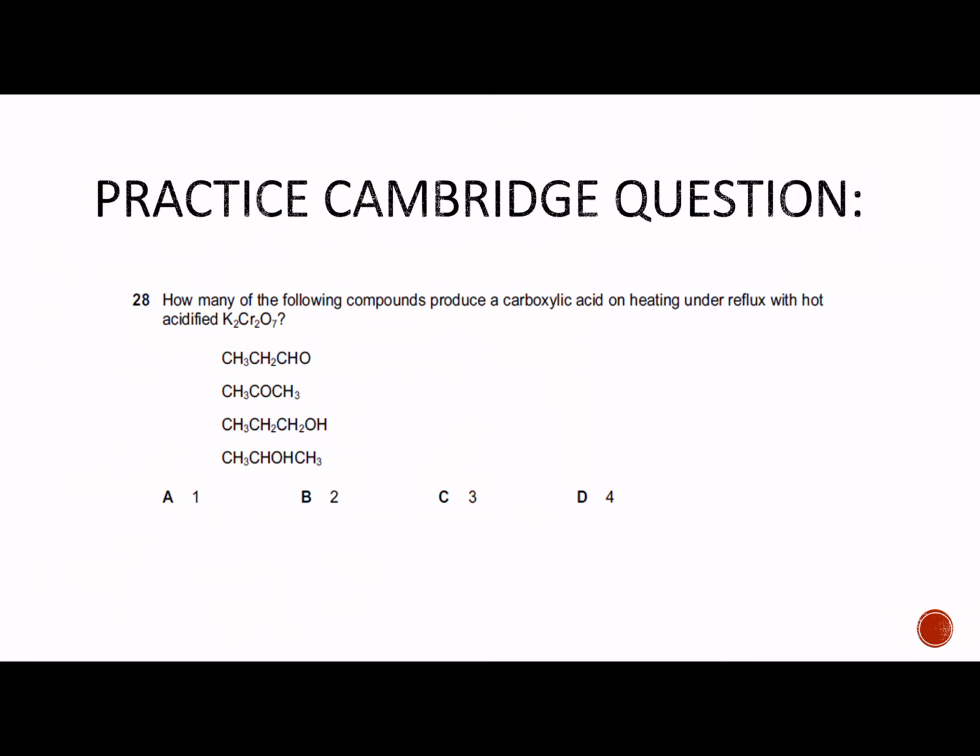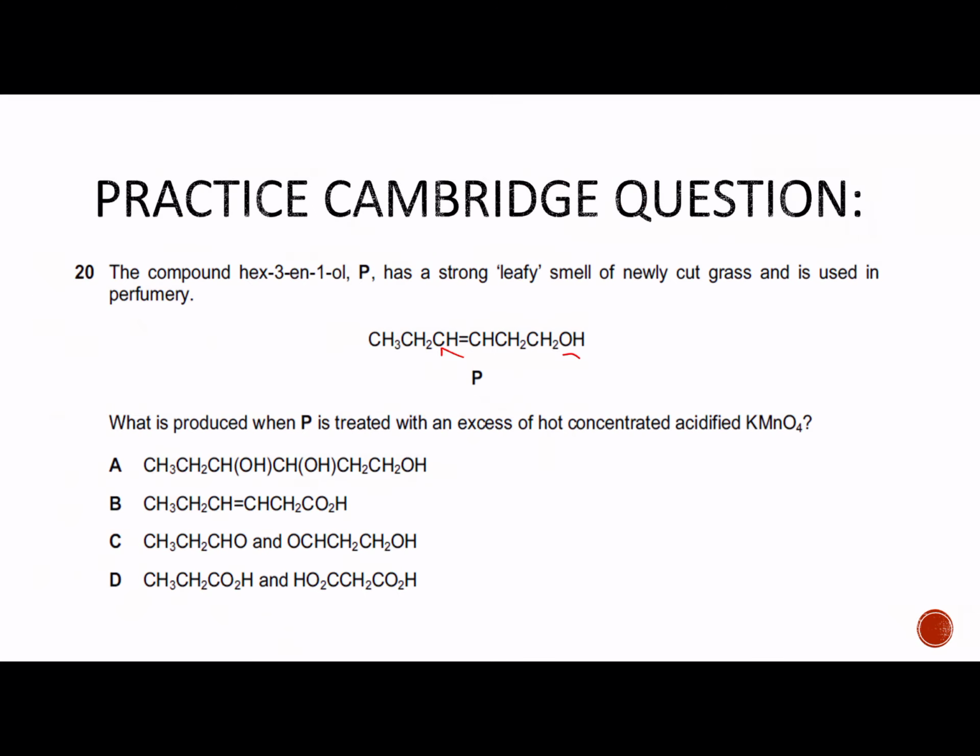And so let's take a look at what these Cambridge questions could look like. How many of the following compounds, and actually, let's go back. Let's do this other Cambridge question we were supposed to do. We have enough information now.